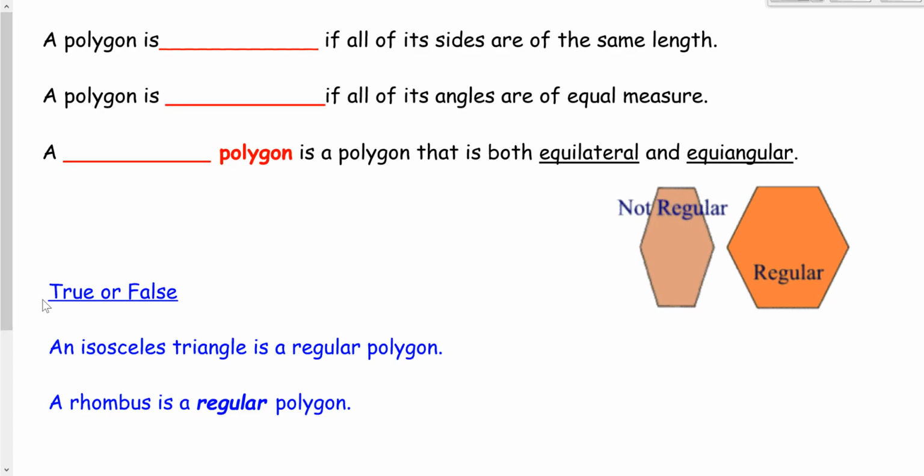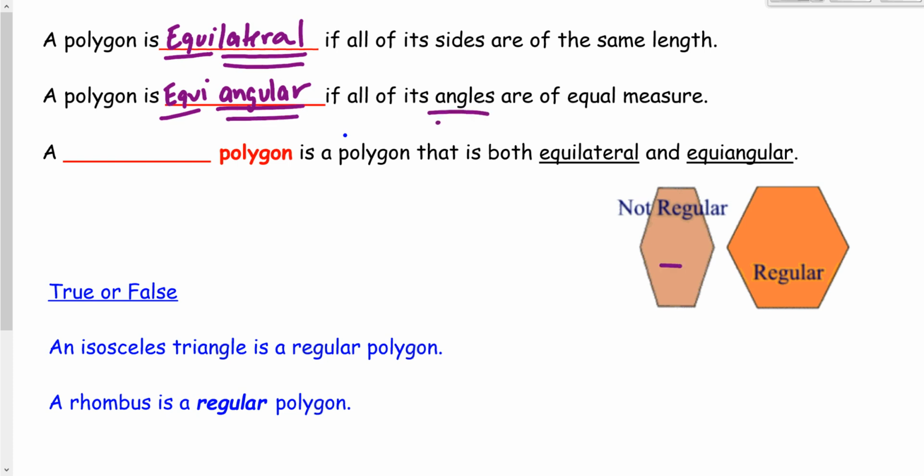So we have talked about this before, but a polygon is considered equilateral, equal in sides, if all of its sides are the same length. It's considered equiangular, equi meaning equal and angular meaning your angles, if all of its angles are equal. So a regular polygon is a polygon that is both equilateral and equiangular.